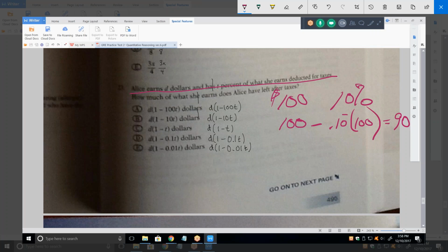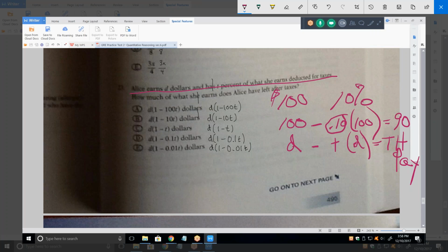Okay. With this being T, we've got D is what we earn, minus T times D. So that's her take home. Take home pay is D minus T times D. Okay. How much of what she earns does she have left after taxes?